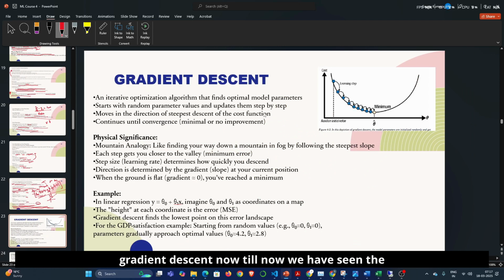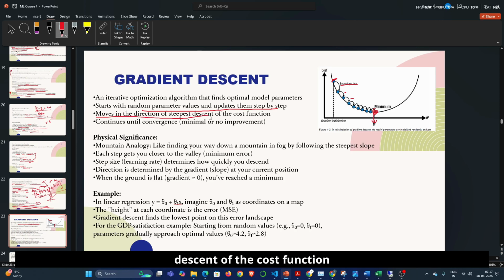Now let's see gradient descent. Till now we have seen the closed form solutions, which we can use to find the solution in a single step. But the iterative approach is, I think, what will work on large datasets as well. It's more reliable. Gradient descent is an iterative optimization algorithm that finds optimal model parameters. It starts with random parameter values and updates them step by step. It will start from here. It's just an example. The learning step is this, and we keep updating until we reach the minimum here.